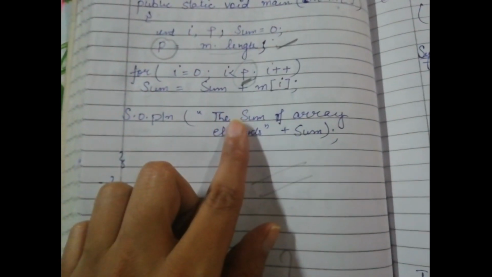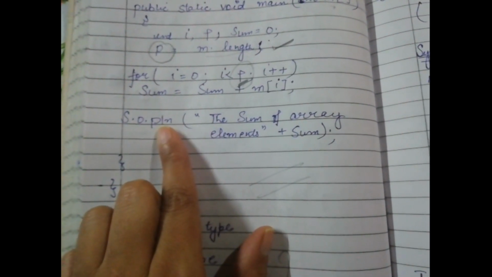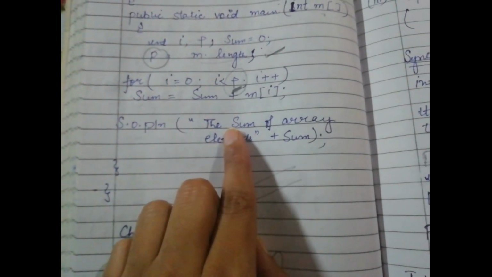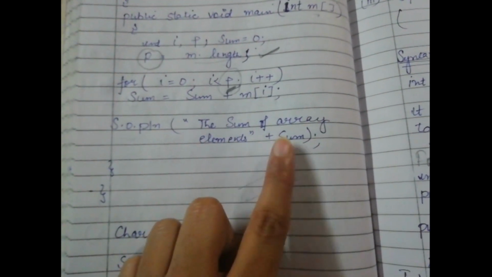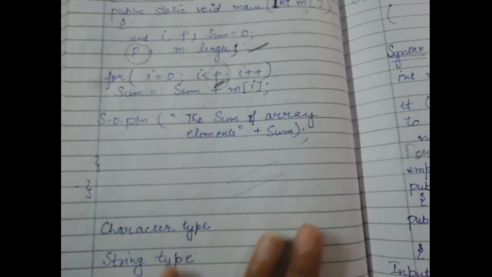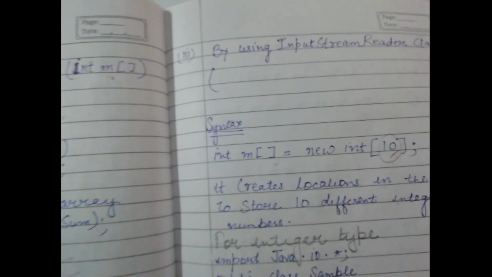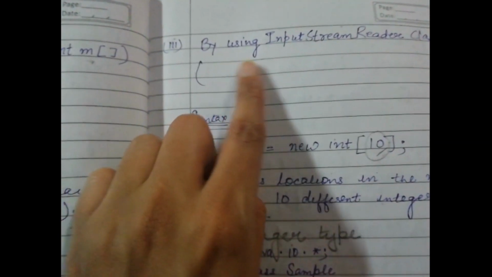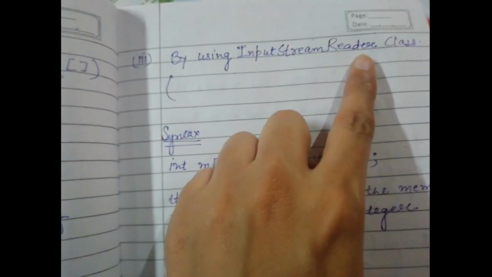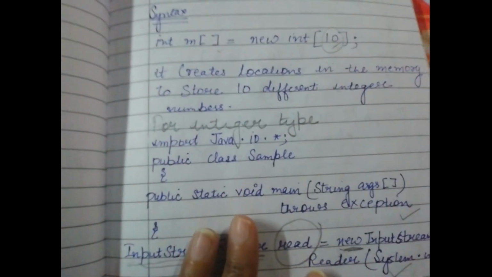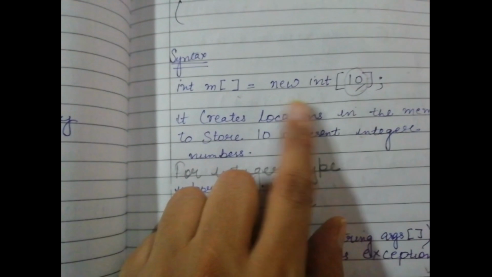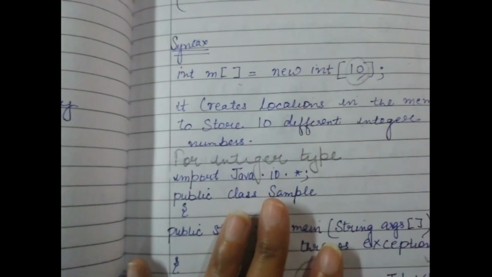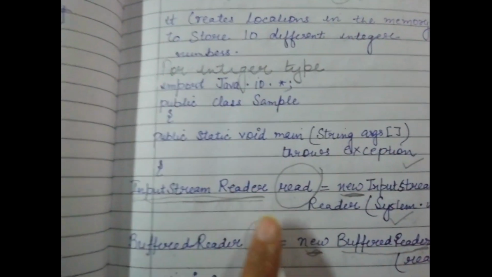After this, the print statement will execute the sum of the array elements plus sum. After this we type, that is, by using the input stream reader class. So this is your array initialization and declaration.